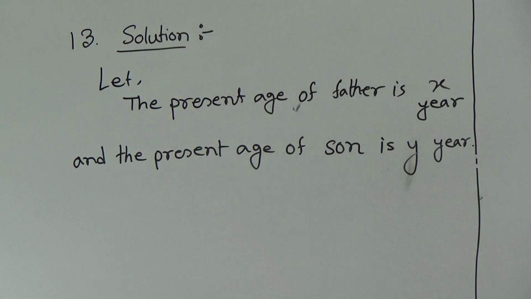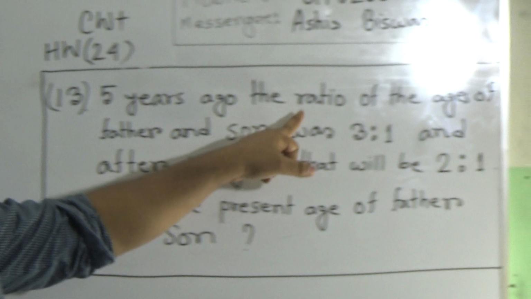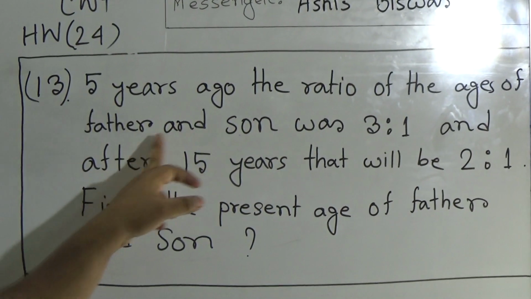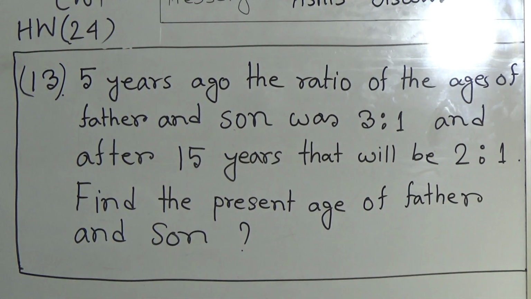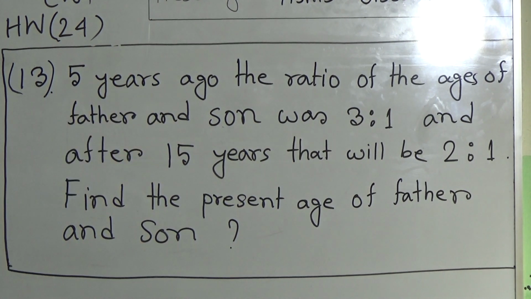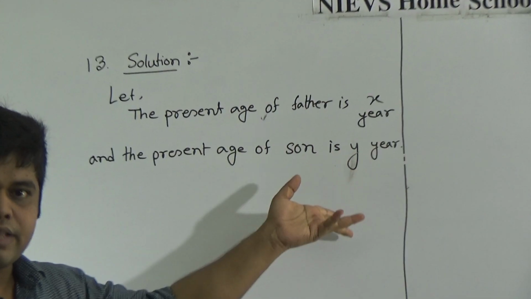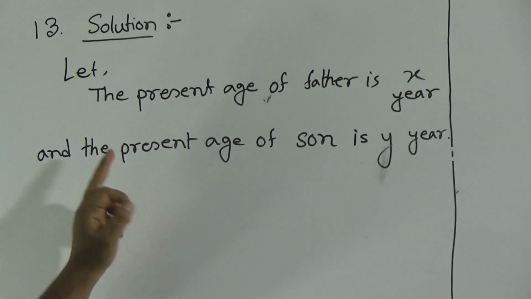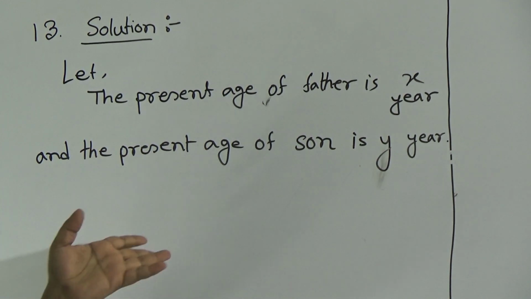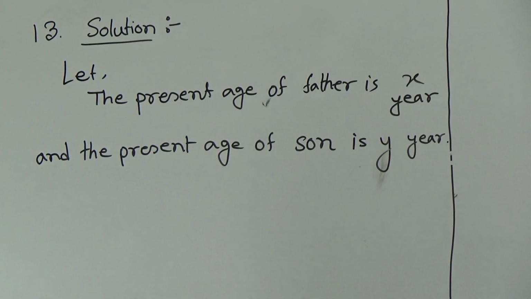For these reasons we consider. Okay. My dear students, notice 5 years ago the ratio of ages of father and son was 3:1. So 5 years ago, the present age is x. So 5 years ago the age of father is what? x minus 5 years, and 5 years ago the age of son is what? y minus 5 years. So write this.